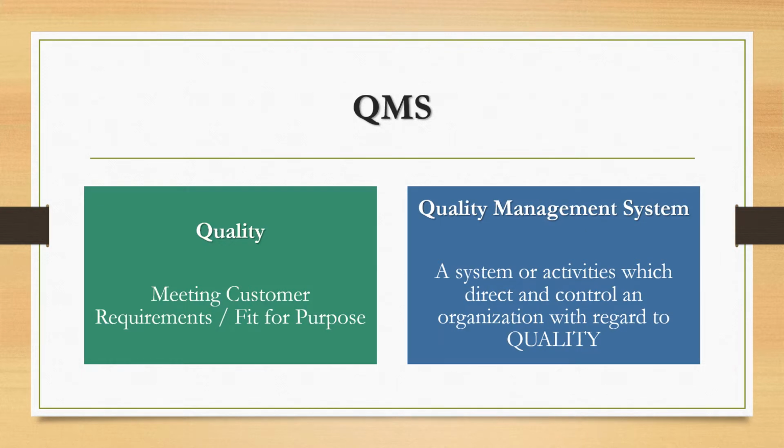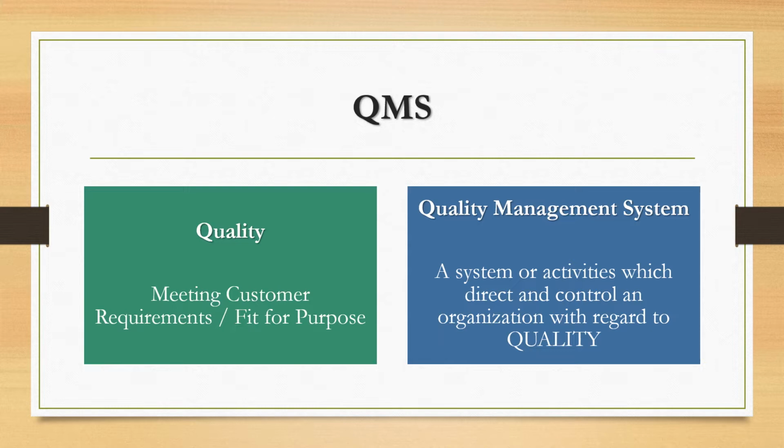Before learning about quality management system, we must understand the definition of quality. What is quality? A degree to which a set of inherent characteristics of the end products fulfill the requirements. What are requirements? Customer expectation, international standards, project specification and drawing specification. In short, quality products meet customer requirements and are fit for their purpose.